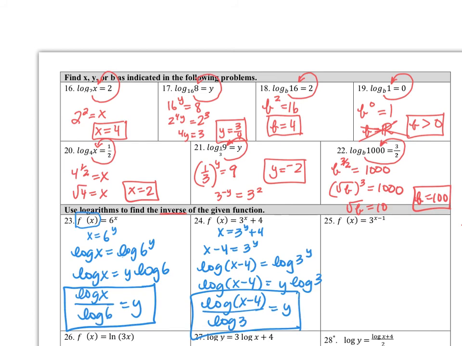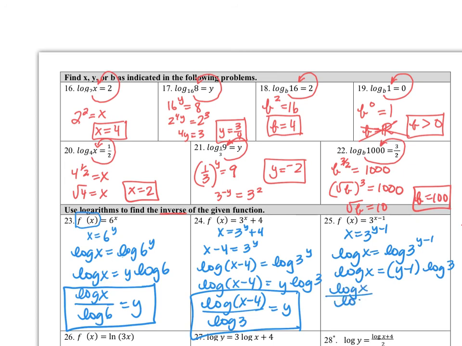There you go. Okay, so next one, y is equal to, nope, I need to switch it around. I'm going to just go ahead and write x is equal to 3 to the y minus 1. Okay, so first up, take a log on both sides. Now the exponent can come down. And since it's a binomial, I've got to keep it together. Divide both sides by log of 3. Now add 1.